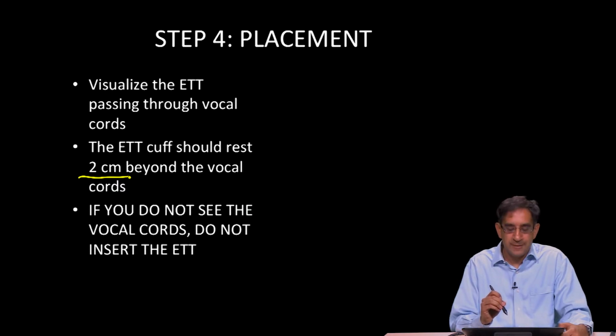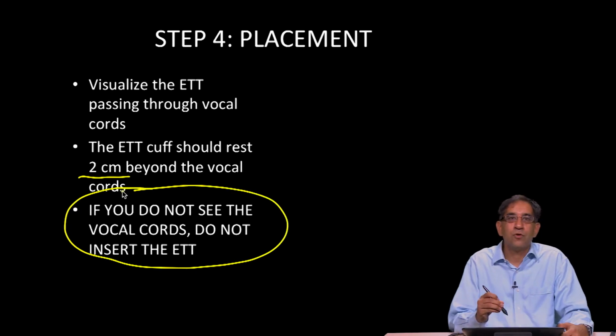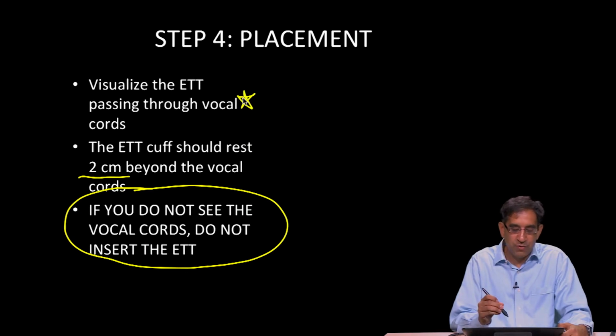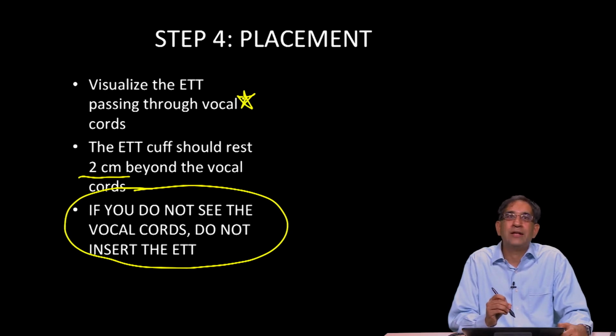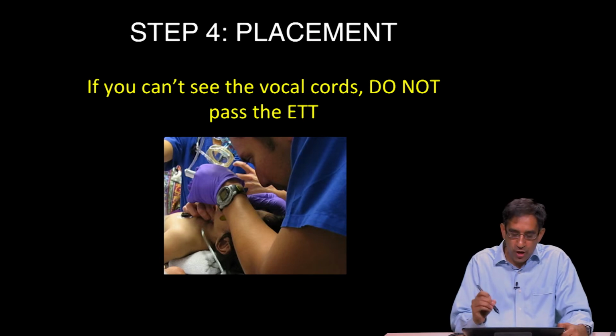A very important adage in endotracheal intubation and advanced airway management is as follows. If you do not see the vocal cords, never insert the endotracheal tube. It's very important to see the endotracheal tube passing through the vocal cords. That's one way that we know it's in the right location. So again, if you can't see the vocal cords, do not pass the endotracheal tube.